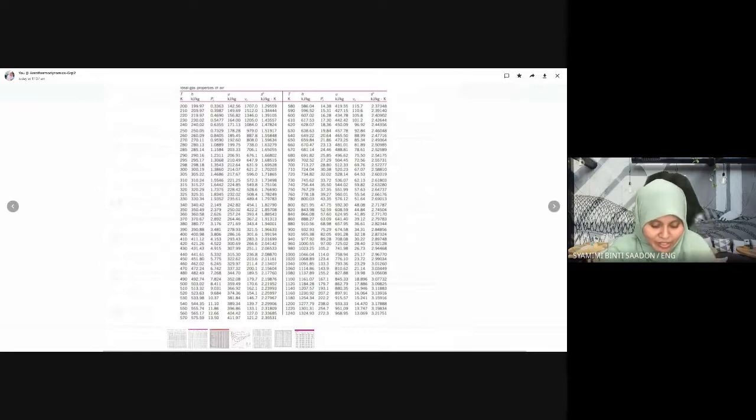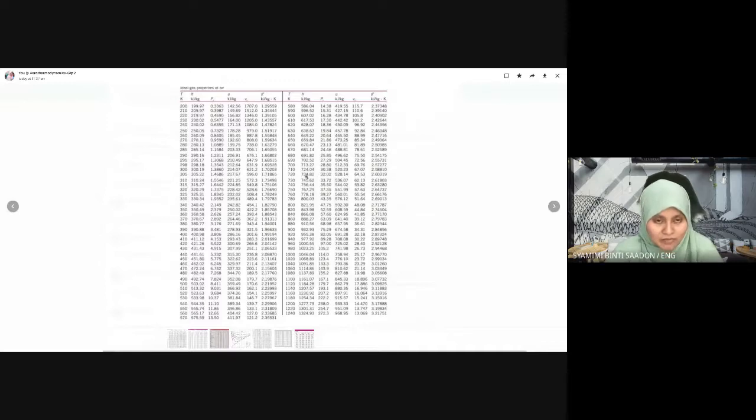At state 1, temperature is 300 Kelvin. Okay, correct Marwan, the mass. So at 300 Kelvin, we look at U, the internal energy. The internal energy is 214.07 kilojoule per kilogram at 300 Kelvin.